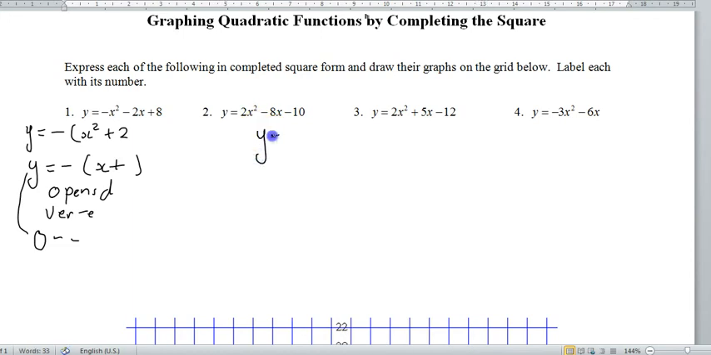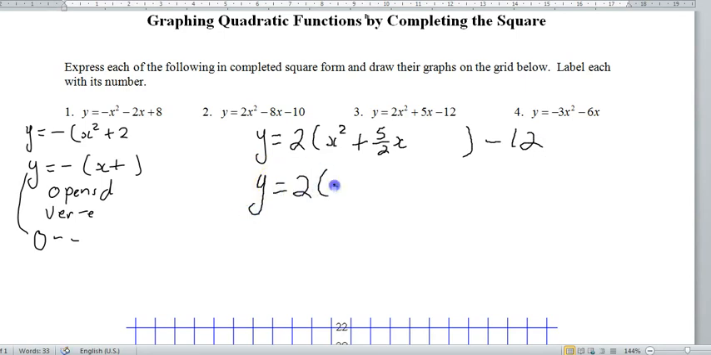Okay, number 3, y equals, factor out the 2, gives us an x squared plus 5 halves x, leave some space, minus 12. Completing the square, we get x plus half of 5 halves is 5 fourths squared, which is what's going to go in here, is plus 25 over 16. Now if we add that, we also have to subtract it, so I'm going to go minus 25 over 16, but multiply it by 2 on the way out, and that will become minus 25 over 8.